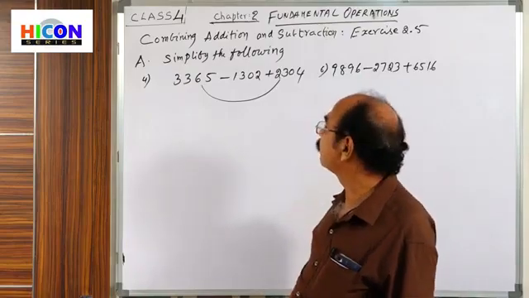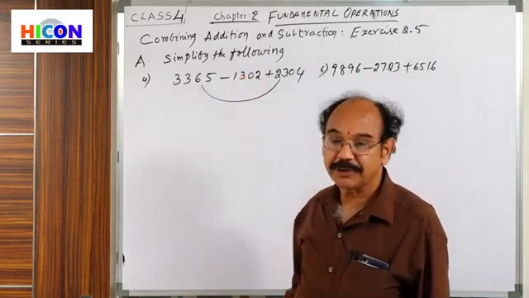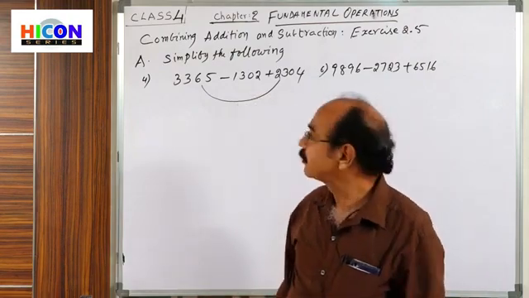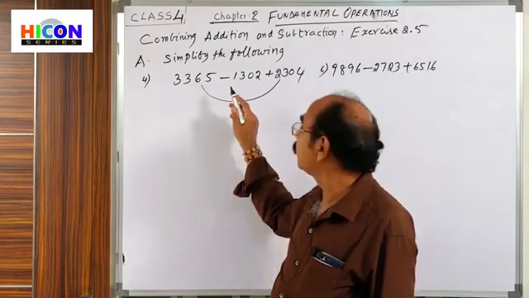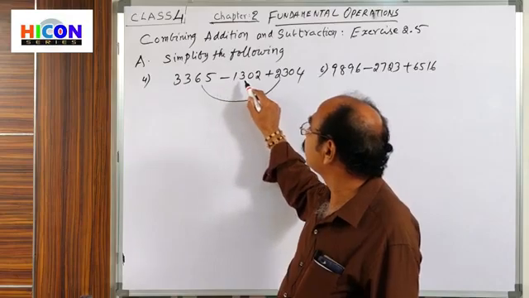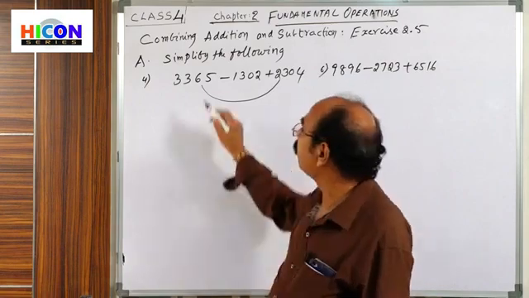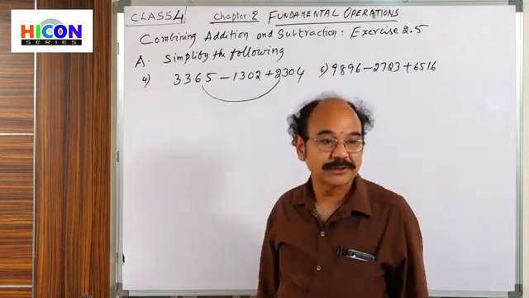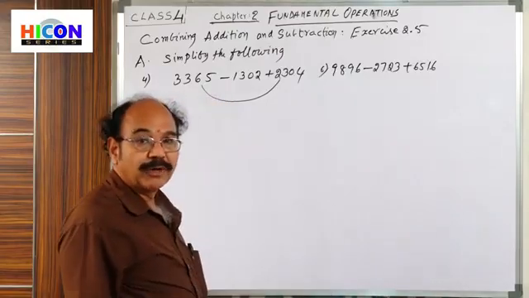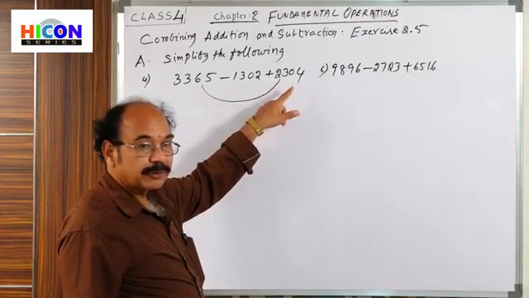From that sum, subtract the number with the minus sign before it. Before this number, what is the sign? Minus. That number is to be subtracted from the sum of these two numbers. Okay, children, these two steps you have to follow. Add the first number to the number with the plus sign before it.